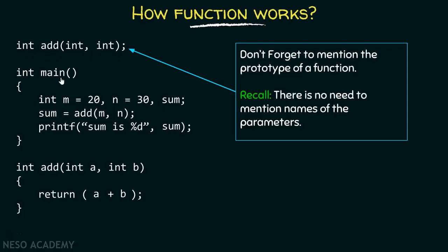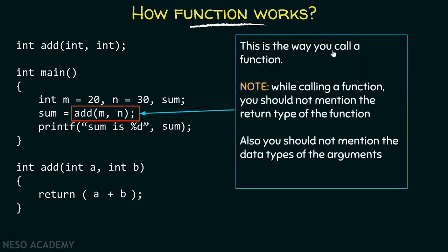After that, we have a main function, and inside this main function we have three variables m, n and sum. m contains value 20, n contains value 30 and sum will not contain any value yet. Whatever the result is will get stored inside this variable. After that, in the next line we have sum equals add(m, n). Let's try to understand this piece of code.